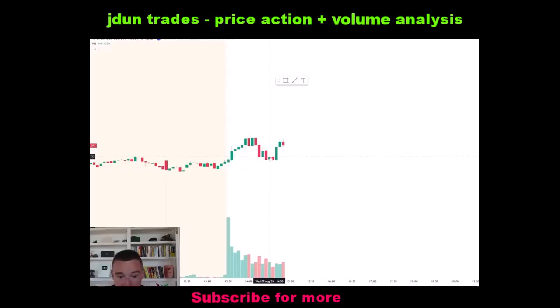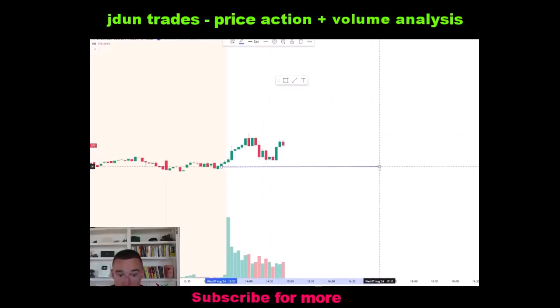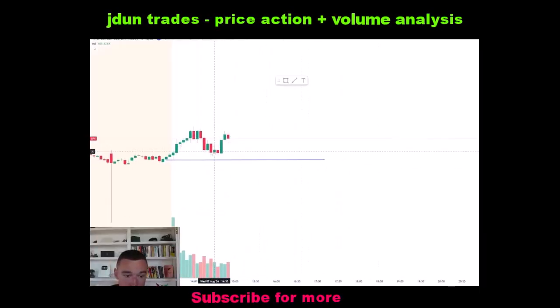However, on these next few candles, we see some wicks up. We failed to touch low of day. We failed to hit low of day. And we see some reversal candles.